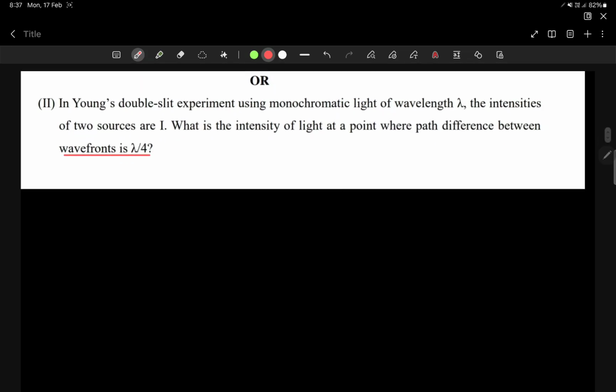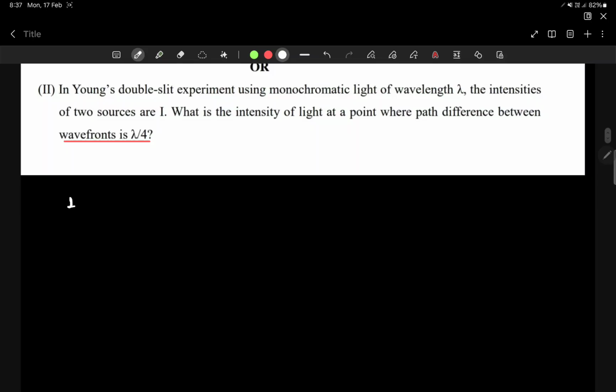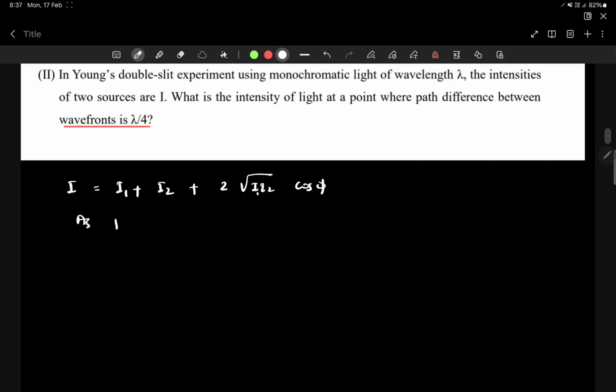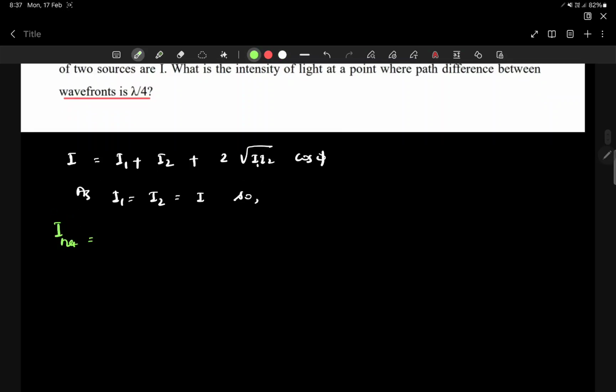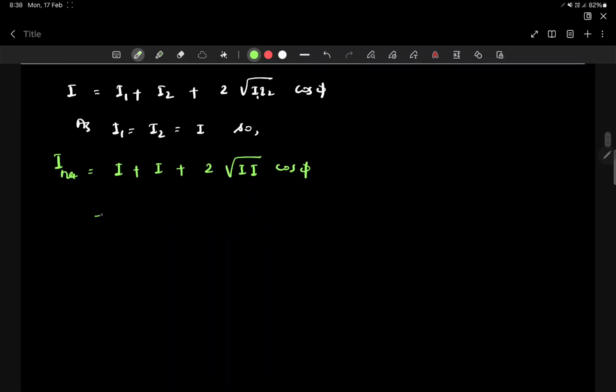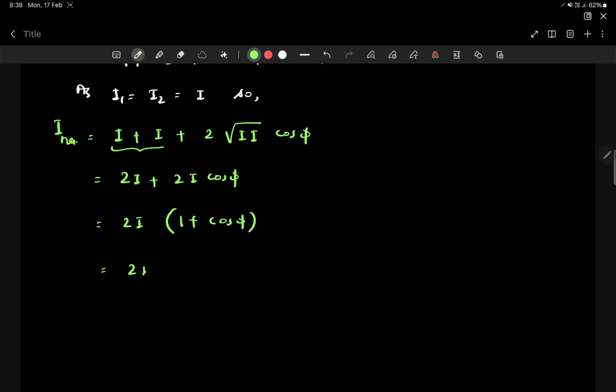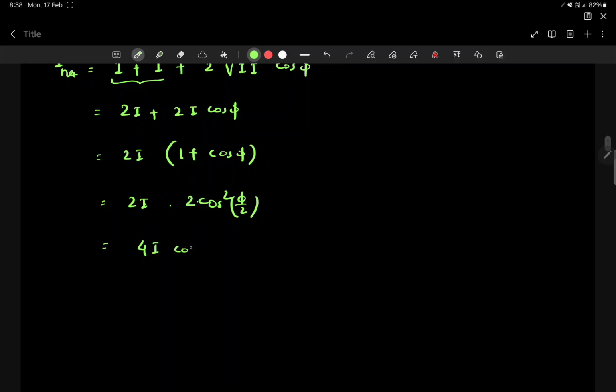We know in case of interference, what is the net intensity formula? Recall, I net is equal to I1 plus I2 plus 2 root I1 I2 cos phi. As per the given question, I1 is equal to I2 is equal to I, so the formula becomes I net equals I plus I plus 2 root of I into I cos phi, which is 2I plus 2I cos phi. Taking 2I common, it will be 1 plus cos phi. And you remember 1 plus cos phi is 2 cos square phi by 2. So the answer will be 4I cos square phi by 2, where phi is the phase difference.